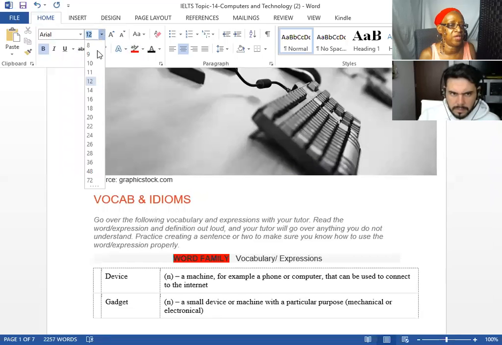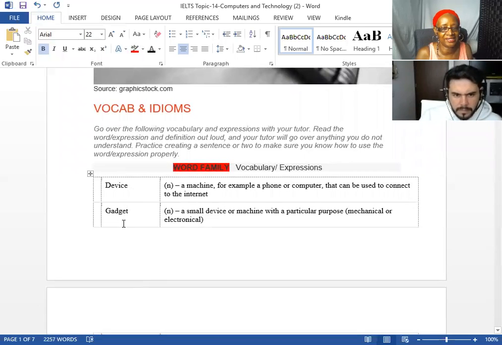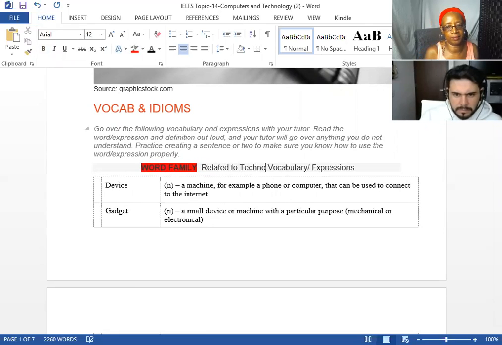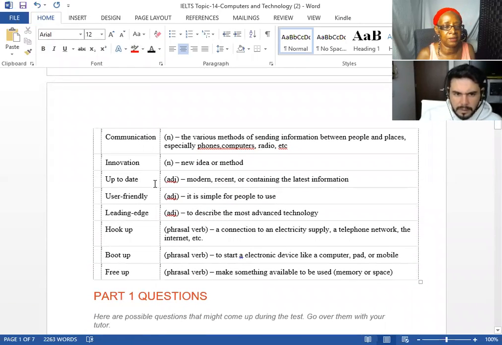And with this word family, we have device, gadget, a word family related to technology and computers. And you work with computers and technology, so this should not be a difficult one. So these words: device, gadget, communication, innovation, up-to-date, user-friendly, leading edge, hookup, boot up, free up, headset, microphone, all of those are related to technology.